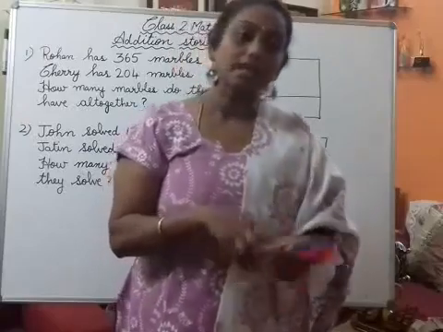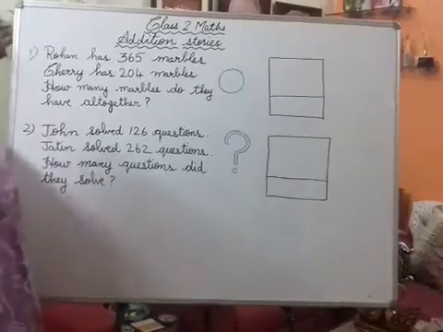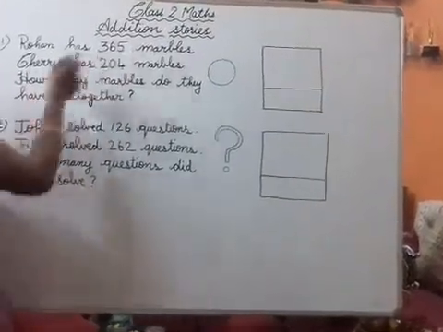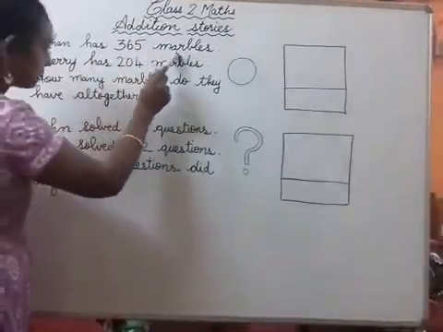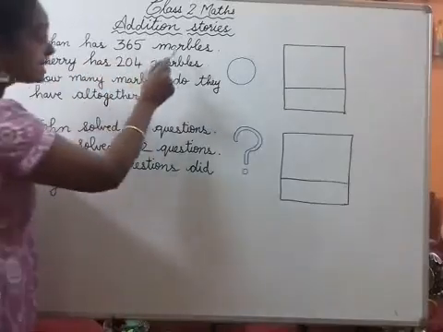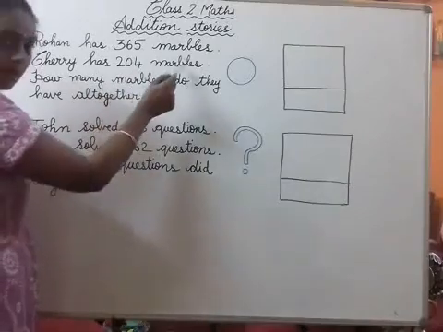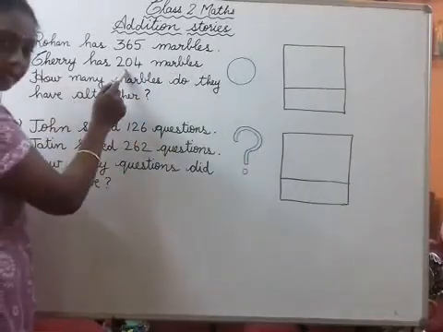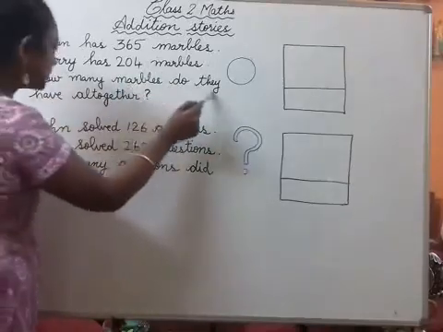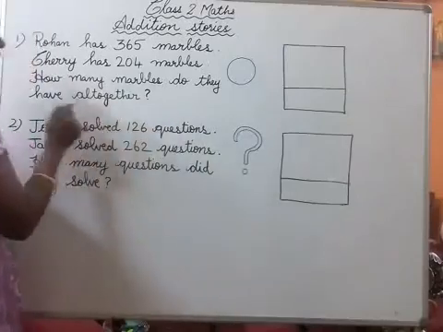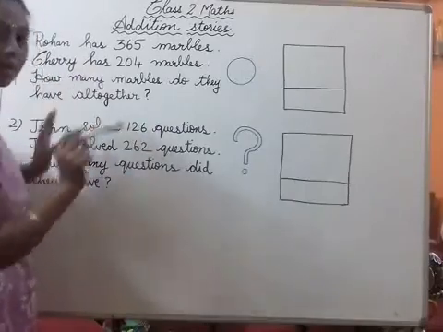So shall we start the addition stories? Now, addition stories. First sum. Rohan has 365 marbles. रोहन के पास 365 marbles है. Cherry has 204 marbles. चेरी के पास कितनी marbles है? 204 marbles है. How many marbles do they have altogether? दोनों को मिला के कितनी marbles है? Total हमें find करना है.